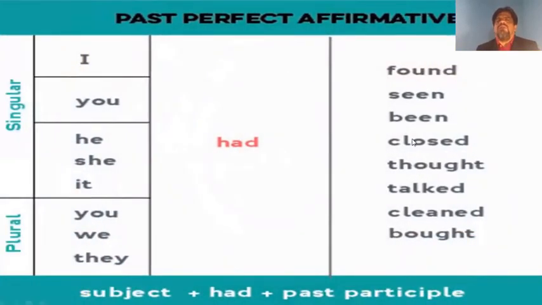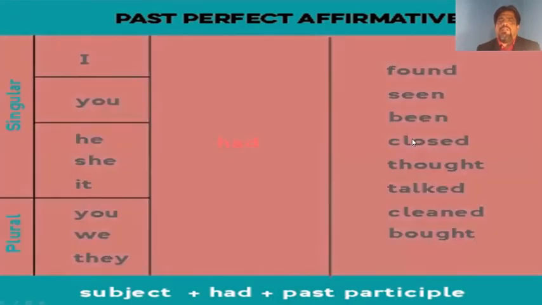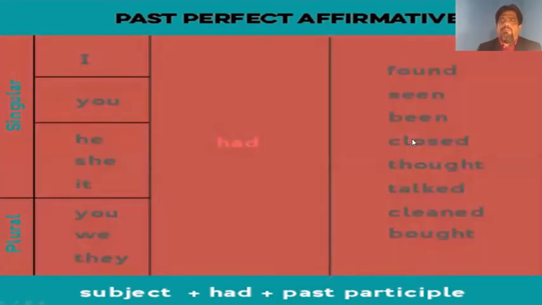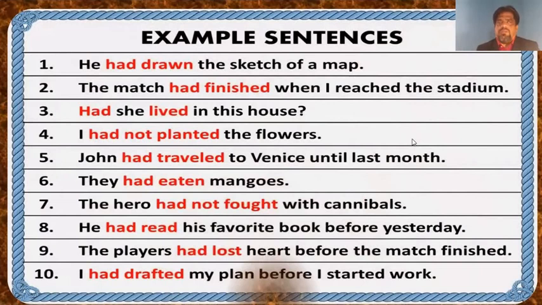And here come examples. I had found, you had seen, he had been, she had closed, it had caught, you had talked, we had cleaned, they had found, they had seen. Subject plus had plus past participle or V3 verb form. That is compulsory, mandatory. That is the way we write past perfect tense.